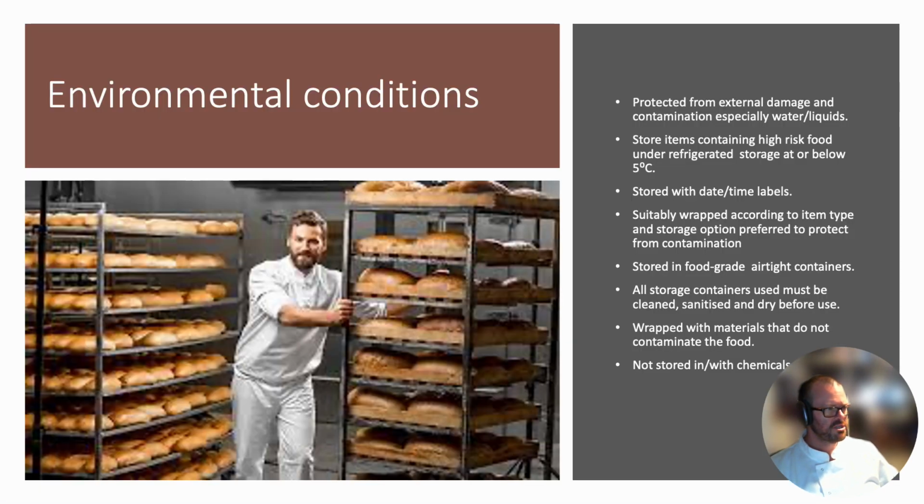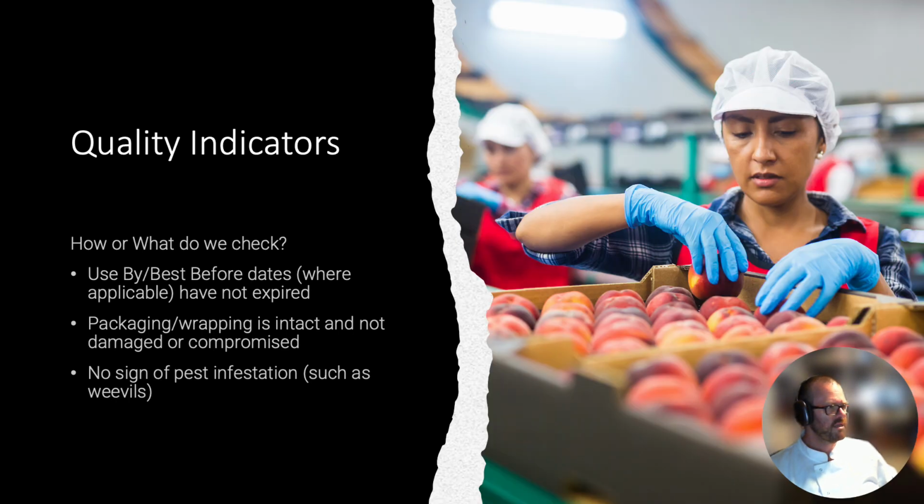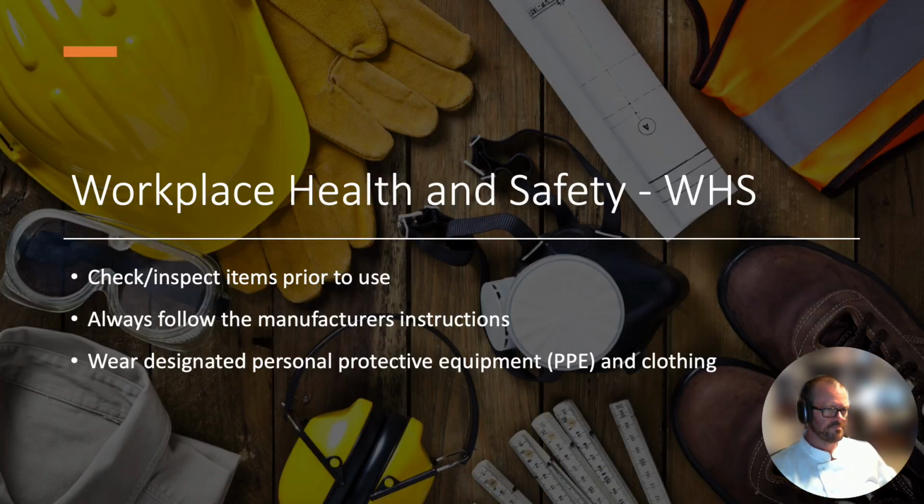When we talk about environmental conditions, we are focusing on how products are stored, essentially: protecting from external damage, storing under the right temperatures, whether they're wrapped or not, airtight containers. Cleanliness and hygiene is what we're looking at. Last couple of ones here on quality indicators. What do we look for? We look for use by and best before dates. We look for packaging and wrapping that's intact and no sign of pest infestation.